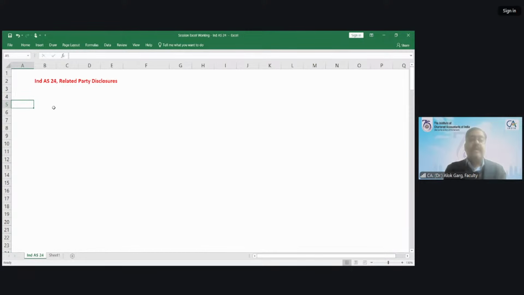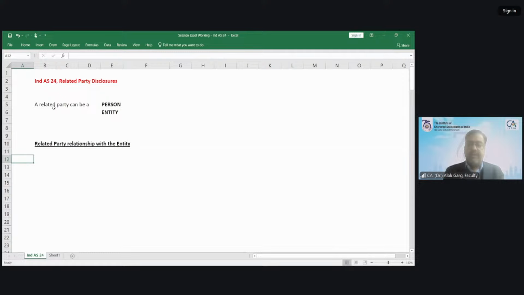So who can be the related party? A related party can be a person or an entity. These two can be a related party, right? Person we discussed. Let's talk about the entity. Related party relationship with the entity.